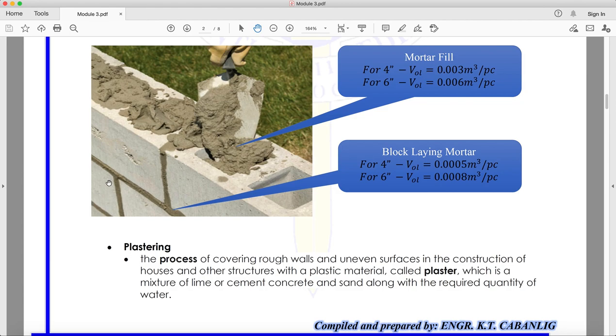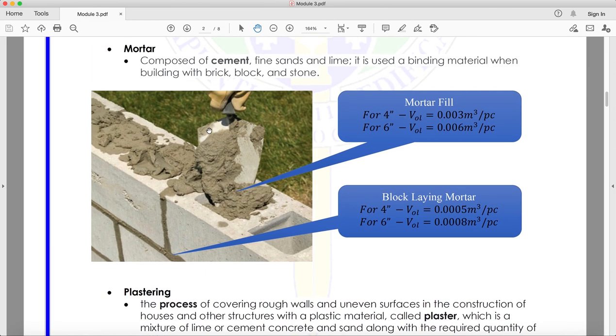Now, if nagkaroon ng lateral movement, horizontal or lateral movement, tapos wala tayong reinforcing steel bar, walang magre-resist doon sa lateral forces. So there is a tendency na with the horizontal force or lateral force, magiba yung ating partition. That's why we are installing horizontal and vertical reinforcing steel bars. Okay? So may bakal yan horizontally, may bakal din yan vertically.